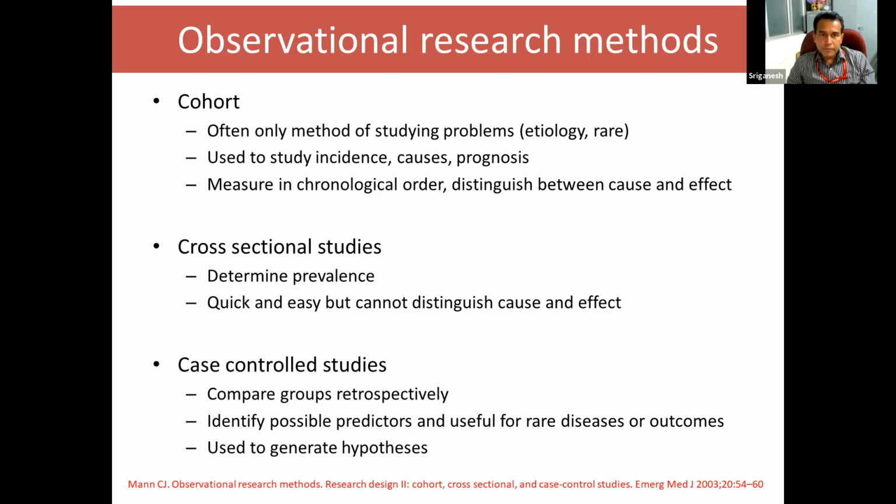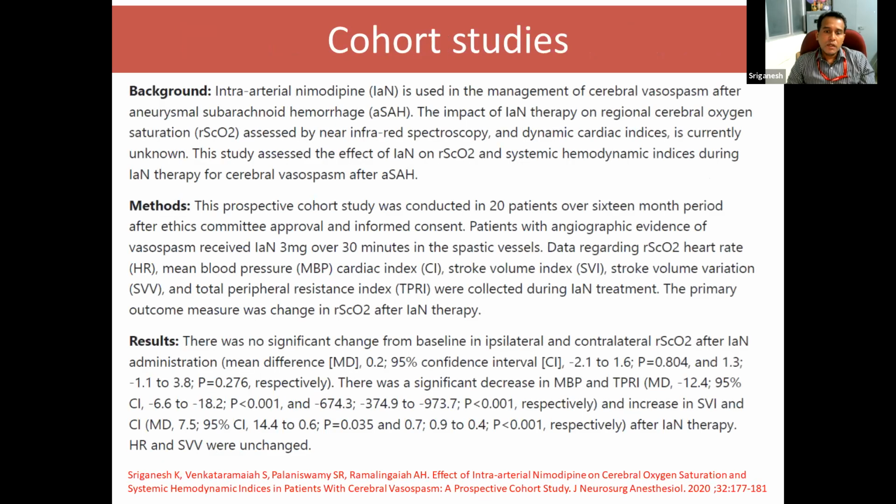And the other type of observational study is the case control study, again most commonly adopted retrospectively. It also helps in identifying certain predictors and is useful for rare disease when prospective observational studies are not feasible, and can help in generating the hypothesis for subsequent studies. Now I'm going to give an example of each of the study designs.